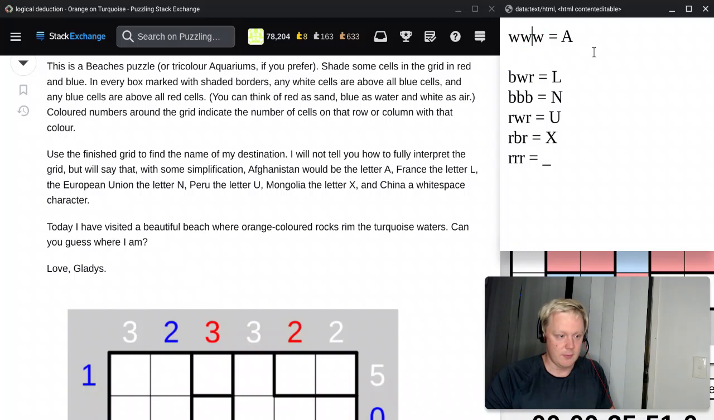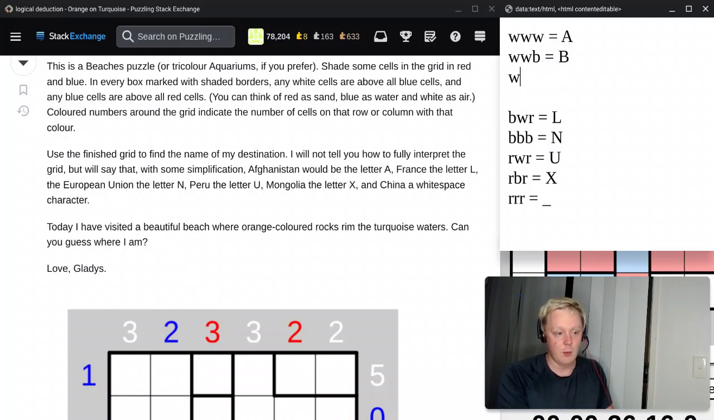But I'm going to use these letters. So if these are in order, then blue would be less than these R's. Like if R, this would be the 2, 2, 1, 2, or something like that. So these in order there would be white, white, blue, which would be B. White, white, red would be C.